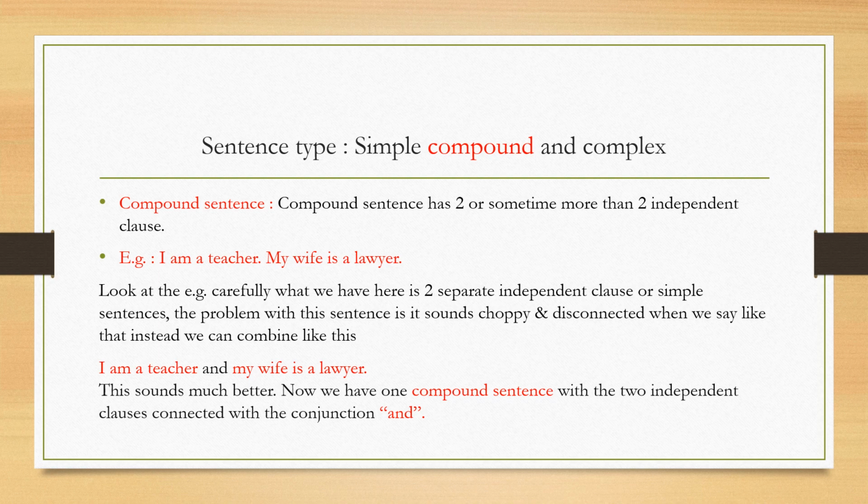Instead, we can combine them like this. I am a teacher and my wife is a lawyer. I'm repeating it again. I am a teacher and my wife is a lawyer. This sounds much better. Now we have one compound sentence with two independent clauses connected with the conjunction and.